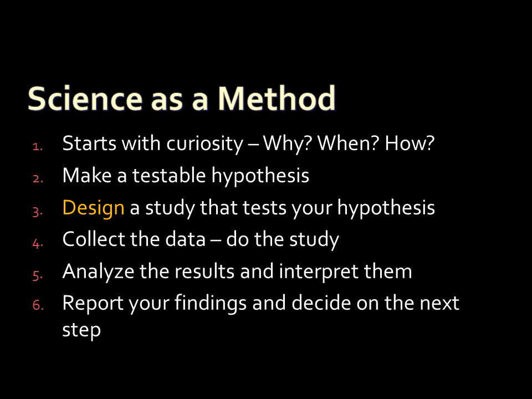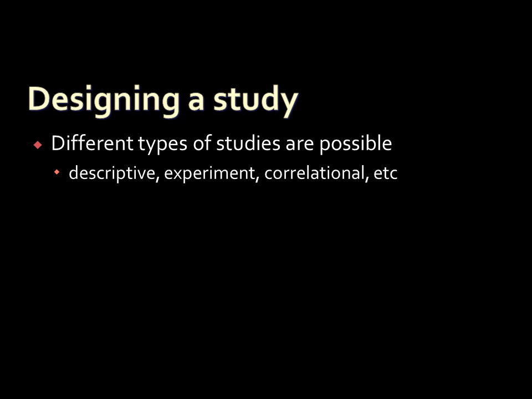So back to our list of steps in the scientific method, and we've talked about starting with questions and then turning those questions into a testable hypothesis. And the next step then is selecting the research design that will allow you to test your hypothesis. Psychologists use a variety of different research designs. There are many different types of studies, such as descriptive studies, experiments, correlational studies, and so on. So the task in this step is to find the right research design to fit the hypothesis that's under study.